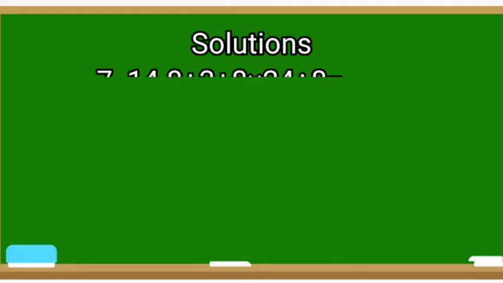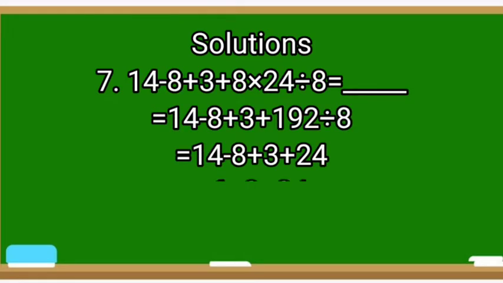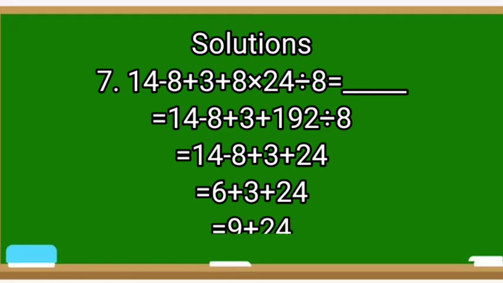Number 7. 14 minus 8 plus 3 plus 8 times 24 divided by 8 equals blank. 14 minus 8 plus 3 plus 8 times 24 is equal to 192 divided by 8. 14 minus 8 plus 3 plus 192 divided by 8 is equal to 24. So 14 minus 8 is equal to 6 plus 3 plus 24. 6 plus 3 equals 9 plus 24. 9 plus 24 is equal to 33.